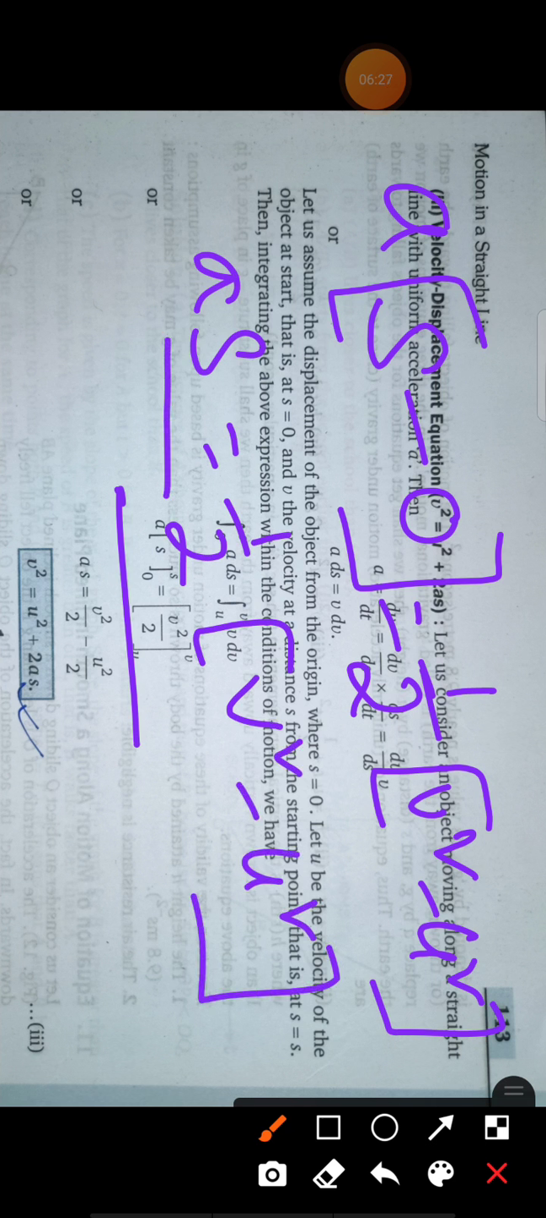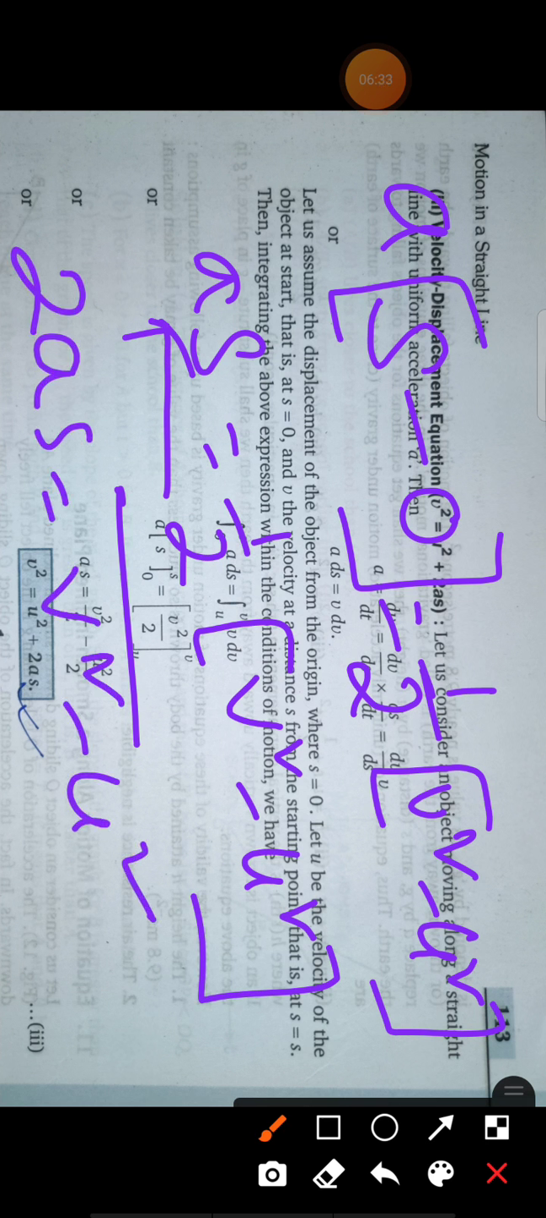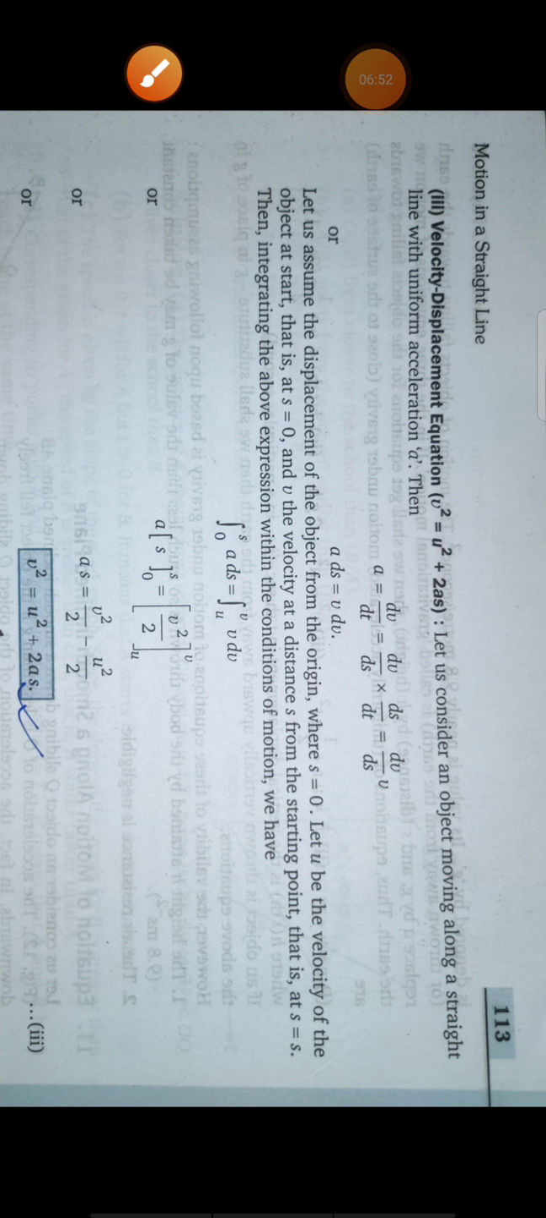If you cross multiply, this 2 will go this side. So twice as is equals to v square minus u square. So this is your final equation: v square minus u square is equals to twice as. This is the third equation of motion we have derived from the calculus. So in this way you have to derive, and these three derivations often come in your exam. So practice well.